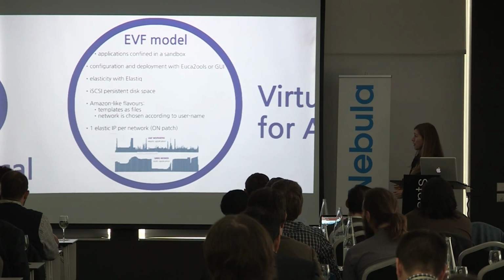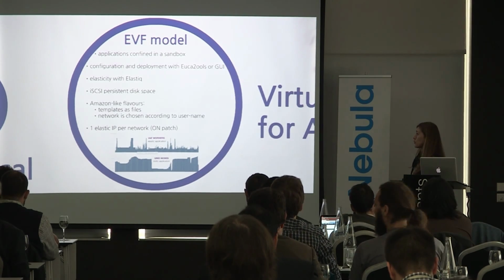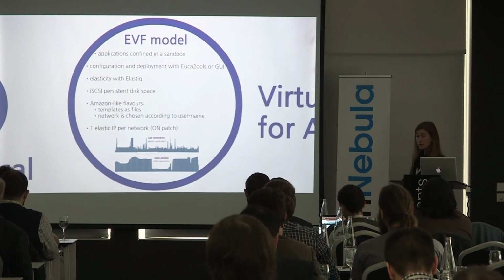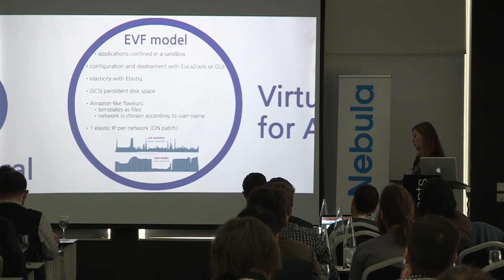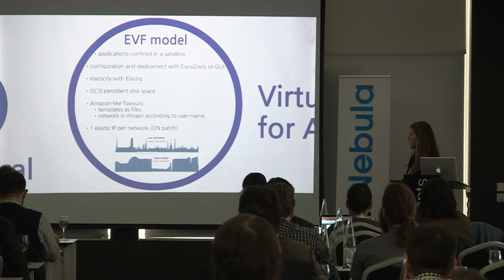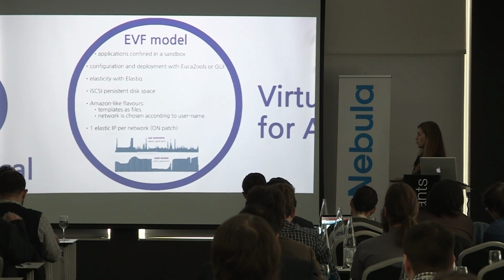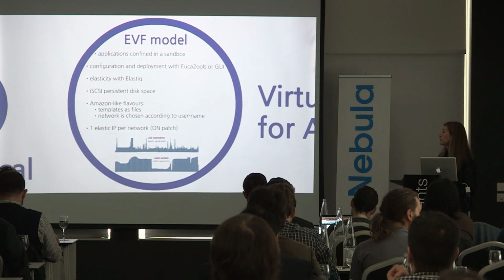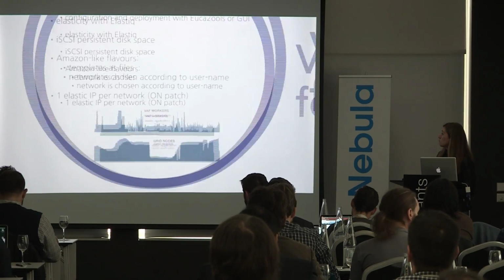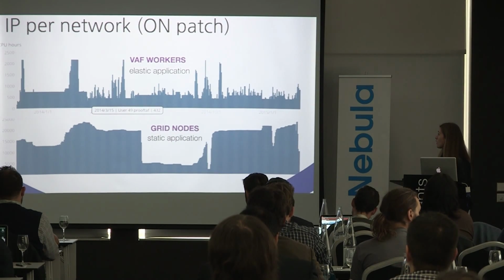And in this, we have a little patch to OpenNebula because we use the templates as files. So the flavor templates are files, and in the file, the network is chosen according to the username. As I said before, we also have one Elastic IP per network. And that's it. This is an example of how it looks.